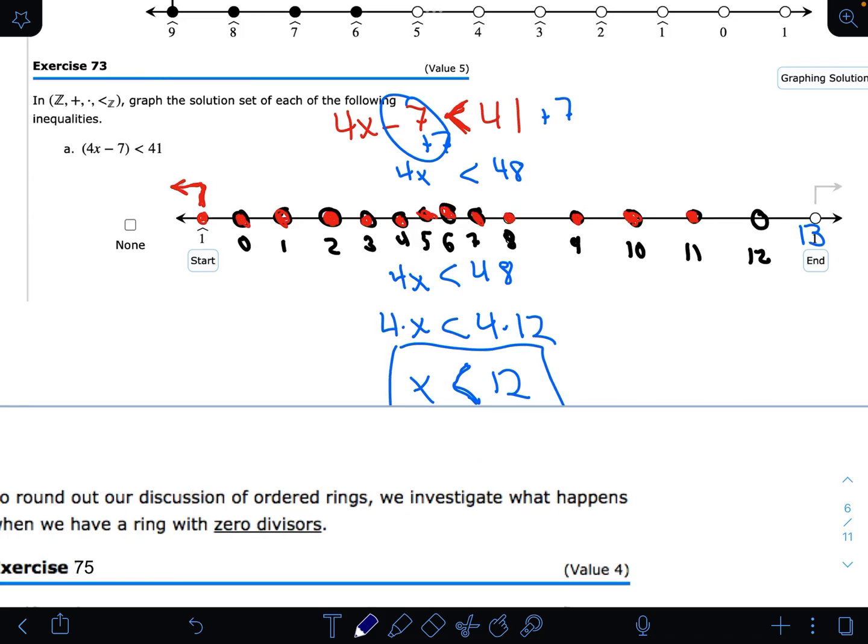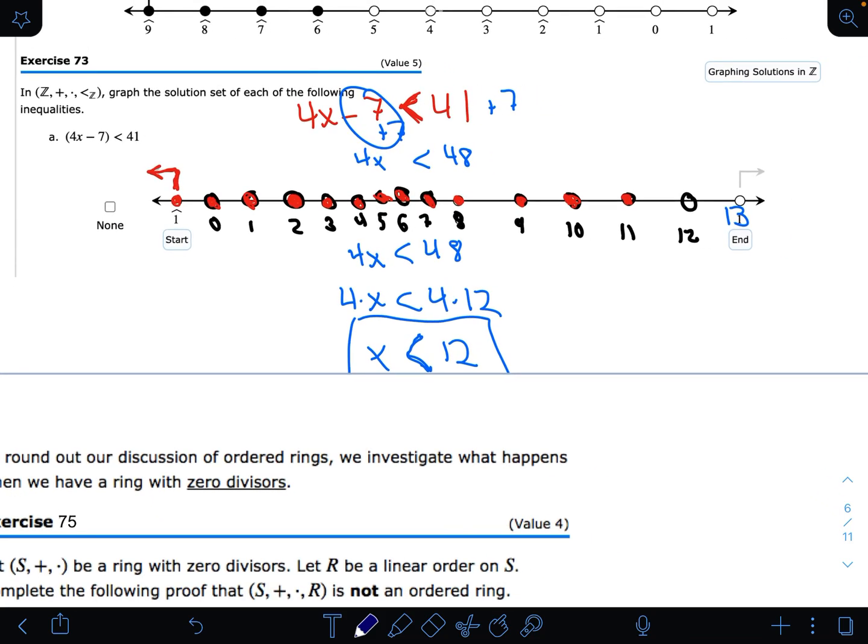Exercise 73. This one we can walk right through here. 4x minus 7 is less than 41. We find, using our usual steps of equation solving applied to inequality solving, I get x is less than 12.